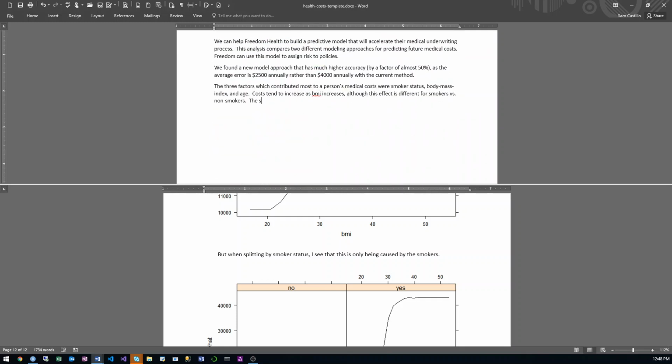The same is true for a person's age. Costs increase as age increases, but smokers are more expensive. Smokers have higher costs than non-smokers. Okay.